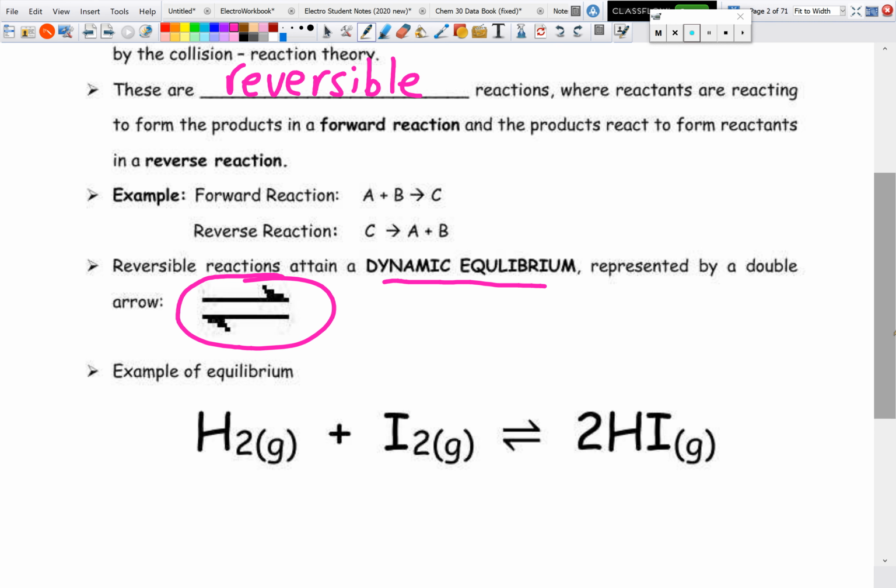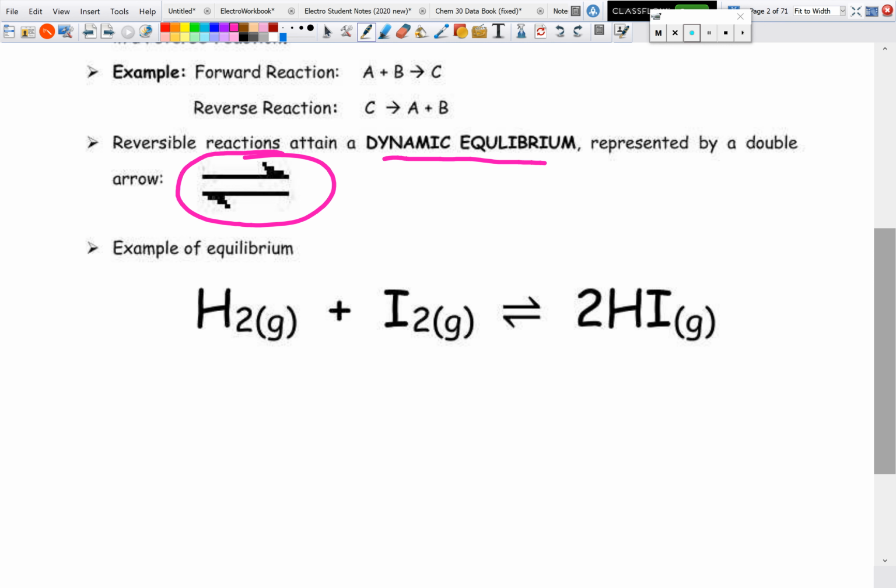An example of equilibrium, using that double arrow, is the formation of hydrogen iodide gas. Hydrogen and iodine can collide to produce hydrogen iodide gas. That's the forward reaction, following the top arrow. Or two hydrogen iodide molecules can react with each other, then we go in the reverse direction to reform iodine and hydrogen in the decomposition. So we end up getting both reactions happening.